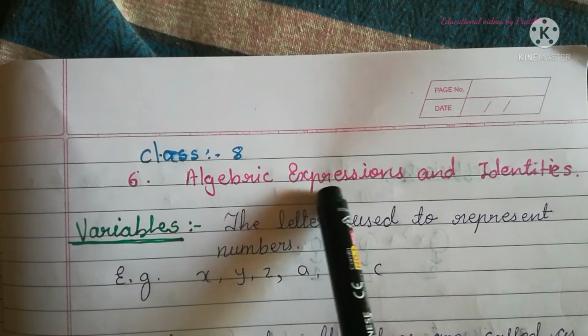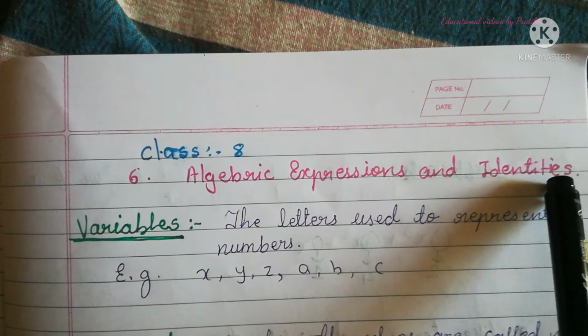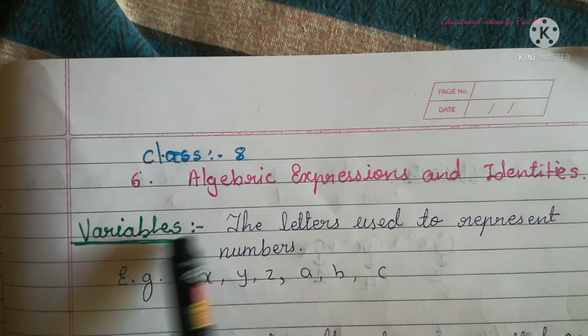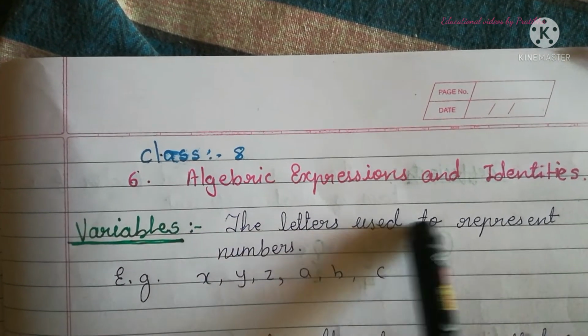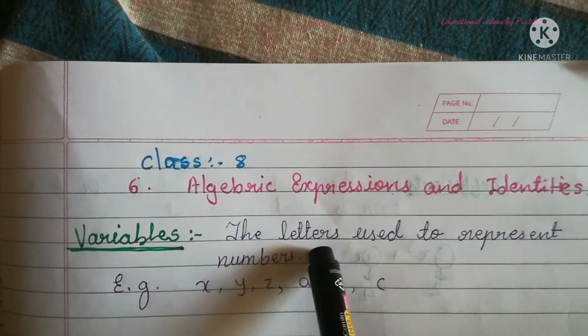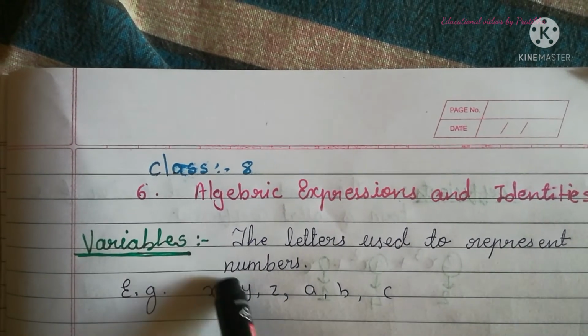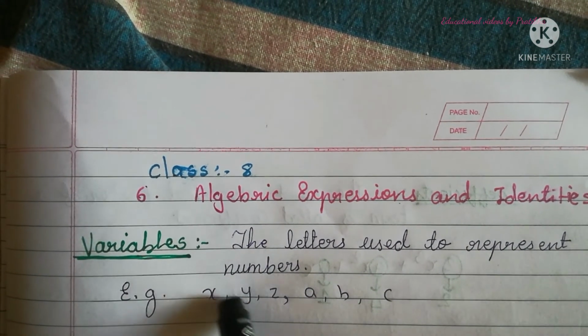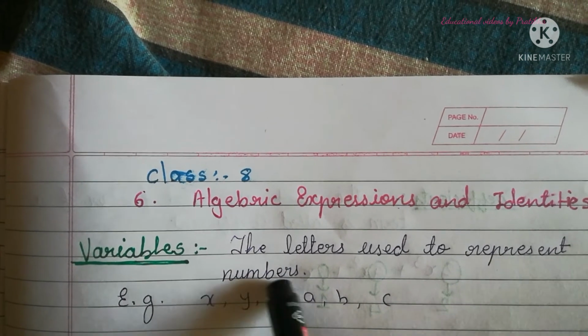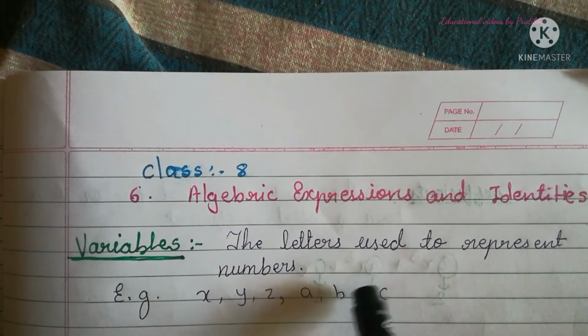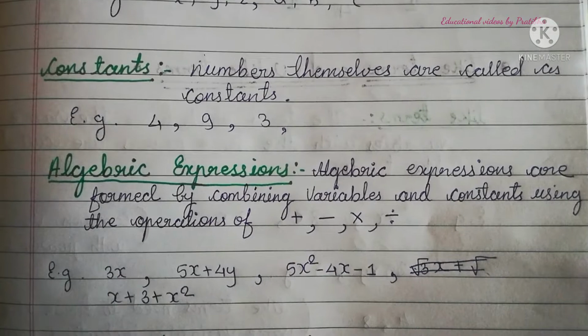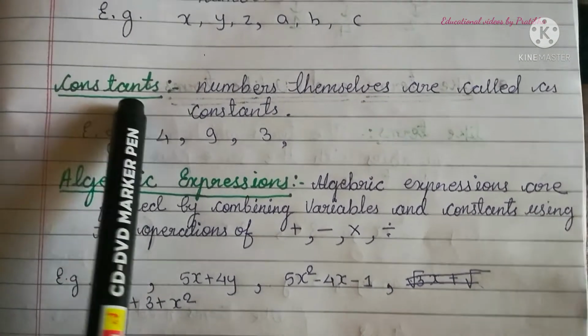So today we are going to discuss algebraic expressions and identities. In that, the first part is variables. The letters used to represent numbers. Now we use small letters, not capital letters. Example: x, y, z and a, b, c. Small letters.